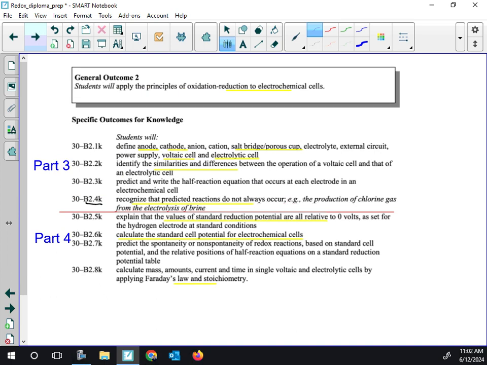We're now in general outcome 2, which really focuses on voltaic and electrolytic cells. We're going to go through the first 4 outcomes in this video, focusing on things like anode, cathode, salt bridge, ion movement, internal and external cell, internal circuit, of both voltaic and electrolytic cells. We'll compare the similarities and differences, and I'll summarize them in a color-coded slide. We'll look at the reactions that occur at both electrodes in our electrochemical cells, and look at one example where our table doesn't make the correct prediction for the chemistry that will occur.